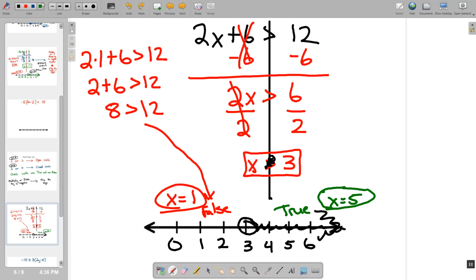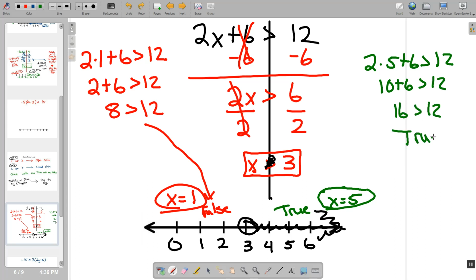For the problem on the right, we're hoping this makes a true statement. So I'm going to do 2 times 5 plus 6. We're hoping this is greater than 12. 2 times 5 is 10. 10 plus 6 is greater than 12. Therefore, we must have this problem correct.